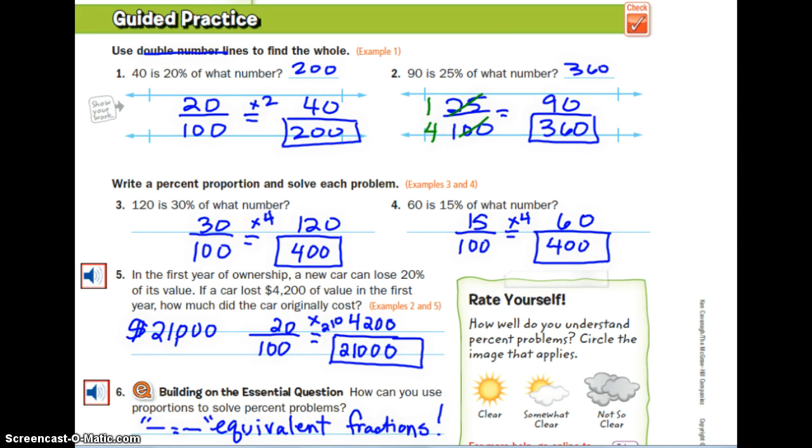And then number 5, it's a little bit harder just because the numbers are big, but it's the same thing. So lose 20% is the same thing. So this is our loss, and this is our total value of the car. So the car was $21,000. And how do we do this? We know that they work because they're equivalent fractions. Line equal line, fraction A equals fraction B.